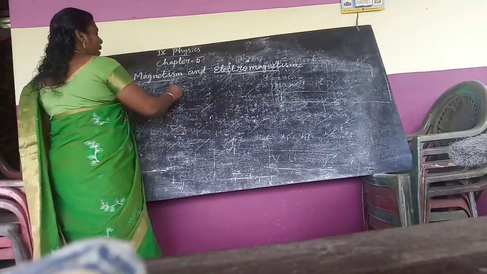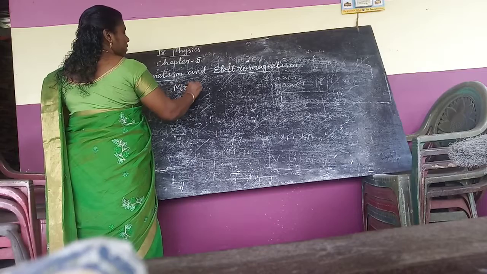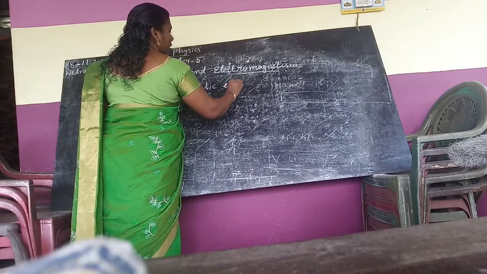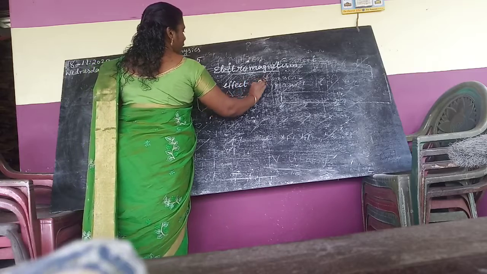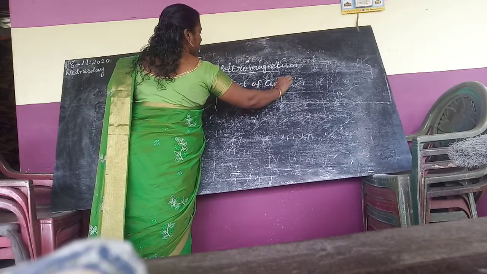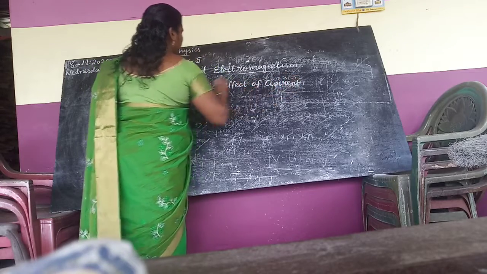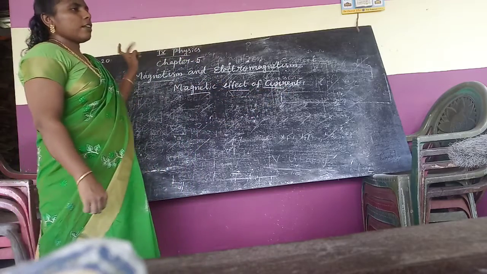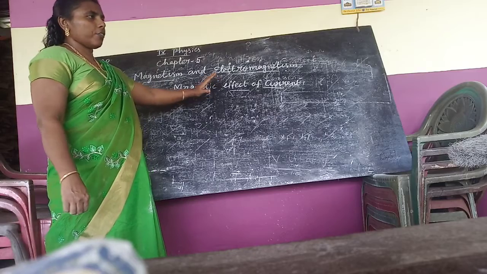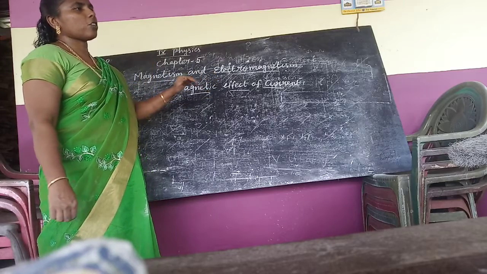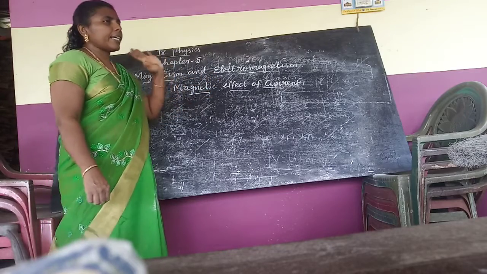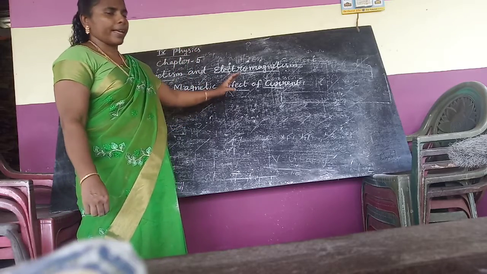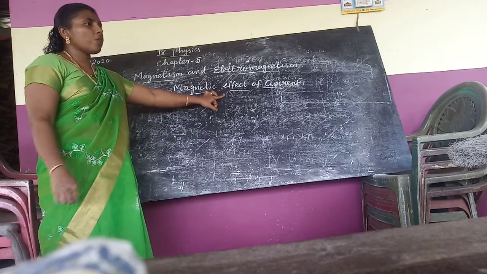Next one is magnetic effect of current. See, already in the last lesson we have learned about the magnetic effect of current. In a current carrying conductor, the direction of current is always perpendicular to the magnetic field. That is the magnetic effect of current.